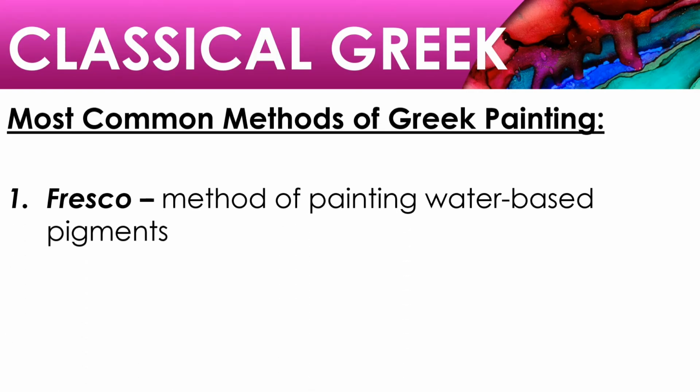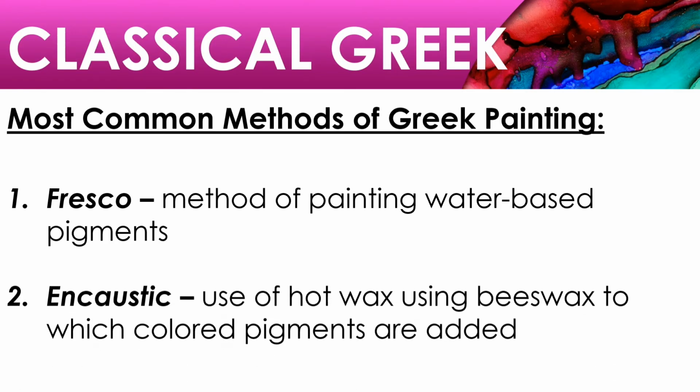First, fresco. Fresco painting is a method wherein water-based pigments were applied on freshly applied plaster, usually on wall surfaces. Next is encaustic. Encaustic is where they use hot wax from beeswax or a product made from honeycomb.